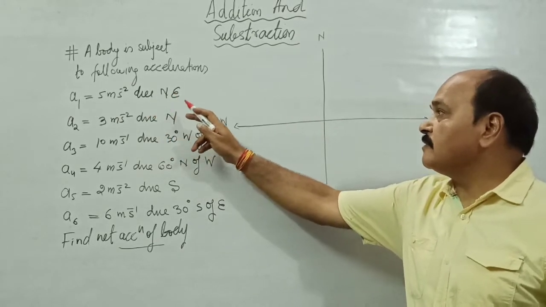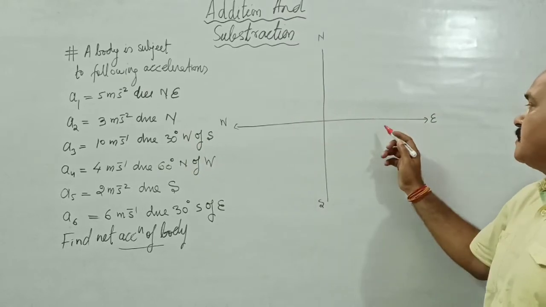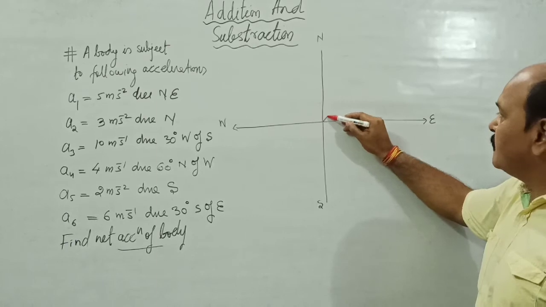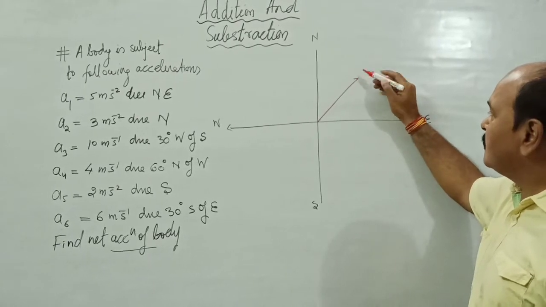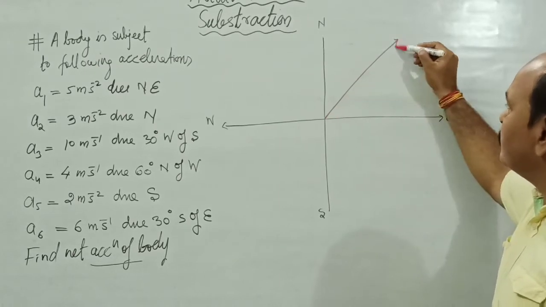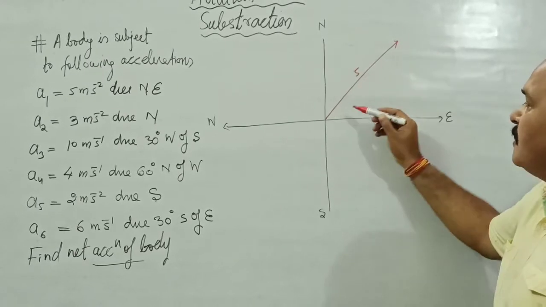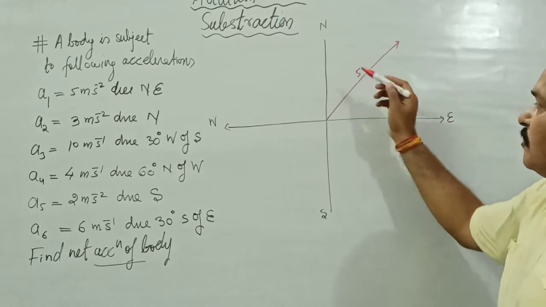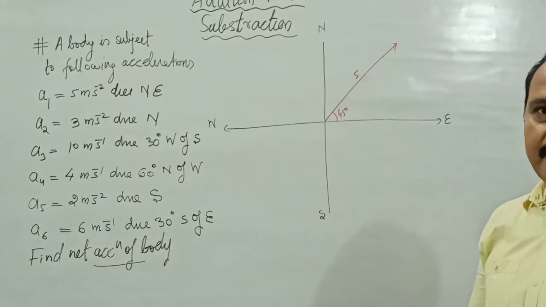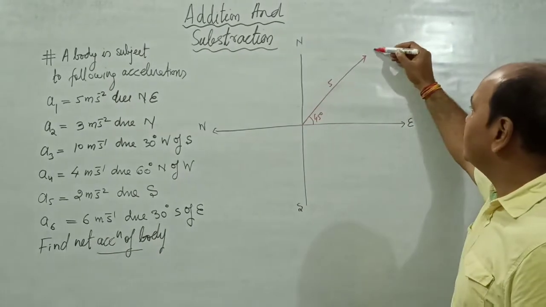A1, 5 meter per second square due northeast. So this is north, this is east. So this is vector number 1, and the value of the vector is 5 unit. This is A1, and this is northeast. Northeast means exactly midway between north and east. This angle is 45 degree. This is northeast.